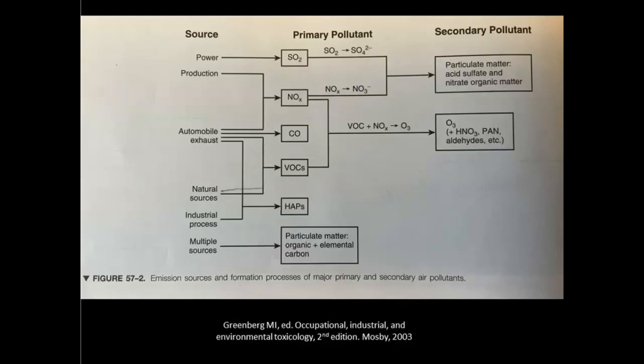The first column here are things that are primary pollutants. So automobile exhaust releases carbon monoxide and VOCs and nitrogen dioxide, but only if you get VOCs, nitrogen dioxide, and sunlight do you get ozone. And so the ozone and particulate and the acid rain, the acid sulfates and acid nitrates, those are the secondary pollutants.